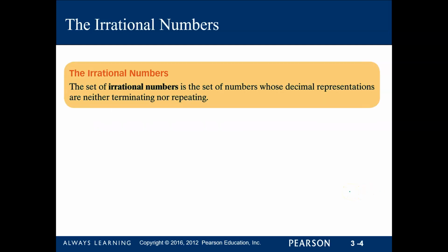The set of irrational numbers is a set of numbers whose decimal representations are neither terminating nor repeating. To simply say it, these are numbers wherein if you change them into decimal form, they will not be terminating, meaning their decimal places will not stop, and you will not see any pattern that is repeating. It's just going to continue forever and ever.